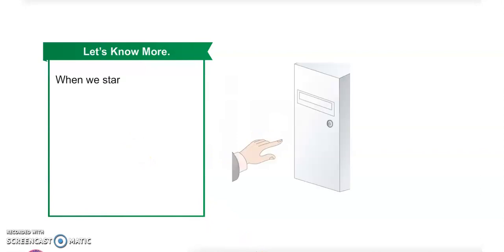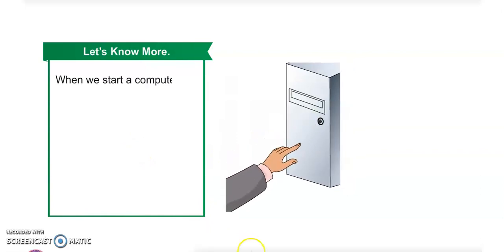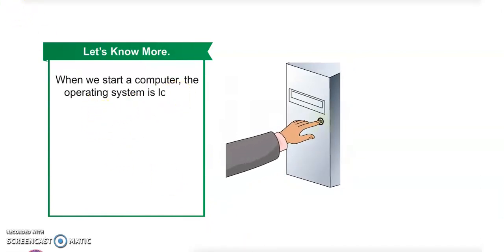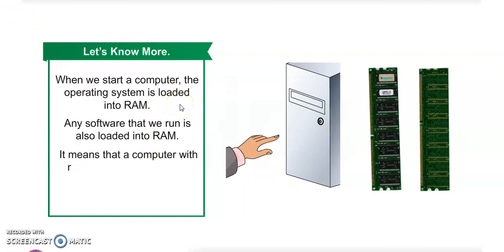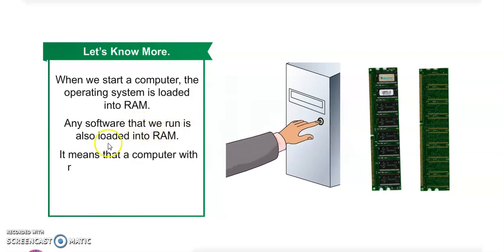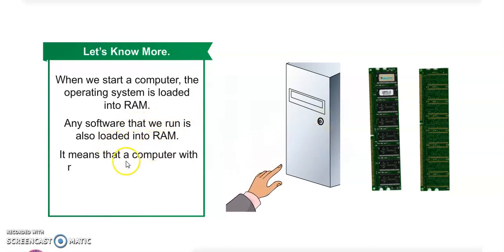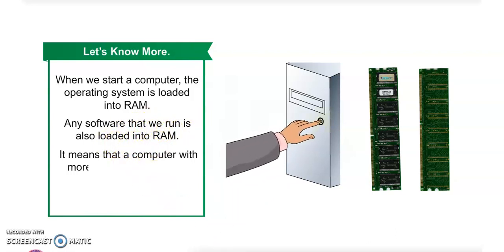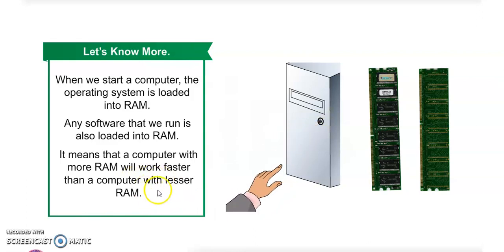Let's know more. When we start a computer, the operating system is loaded into the RAM. Any software that we run is also loaded in RAM. It means that a computer with more RAM will work faster than a computer with less RAM. So for the best computer speed, we need the best storage power, RAM.